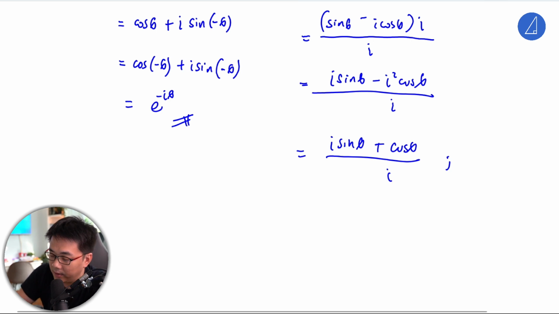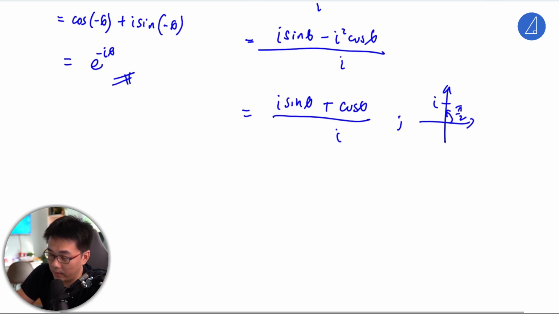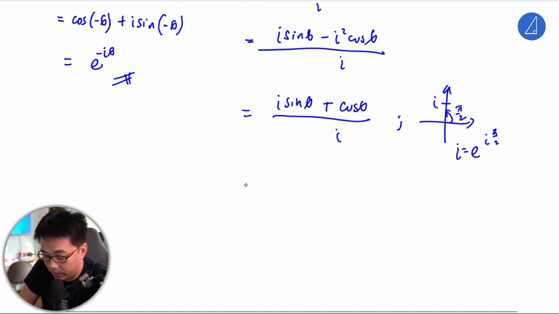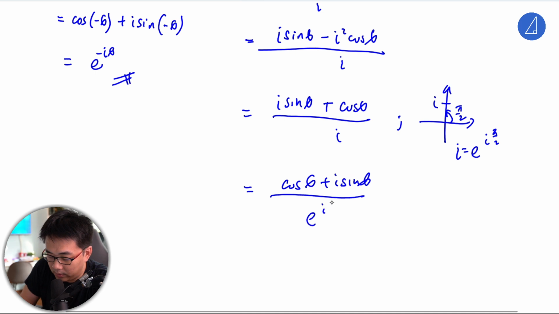We know that i is here. i is actually in exponential form. i is actually e^(iπ/2). So essentially here, what you get from the top is cosine theta plus i sine theta, which is what we want. The bottom here is π/2.